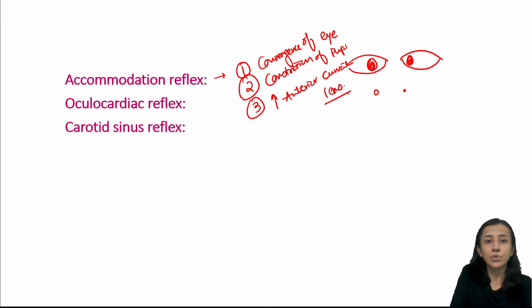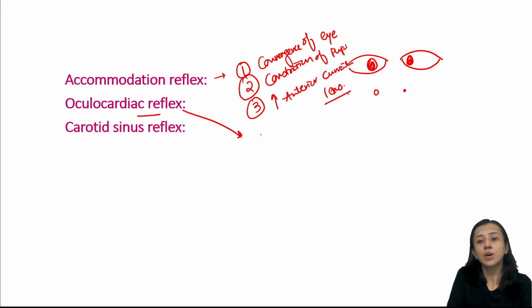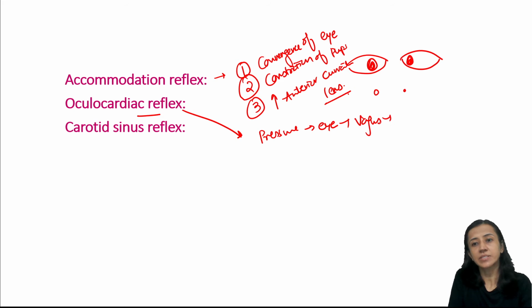Then another is the oculocardiac reflex. Here, when you apply pressure on the eyeball, there is stimulation of the vagus nerve, and that results in a decrease in the heart rate. That is the oculocardiac reflex.